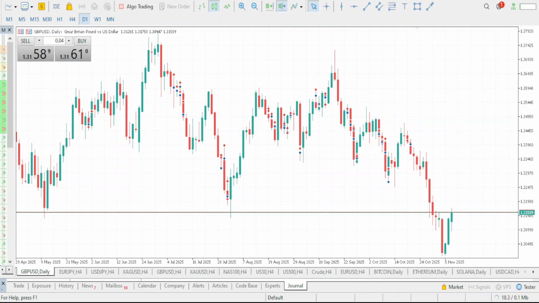So let's see what we'll be expecting for the week on GBPUSD. Let's start with our trend. You can take a look at it. Our trend on GBPUSD is a downtrend move. So you can see it, right?